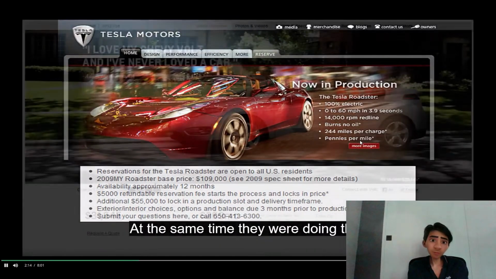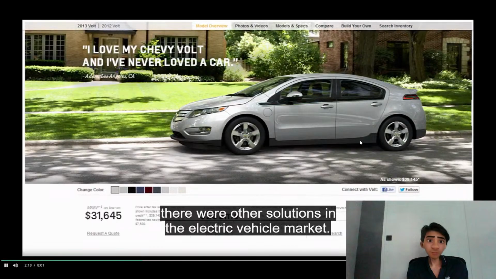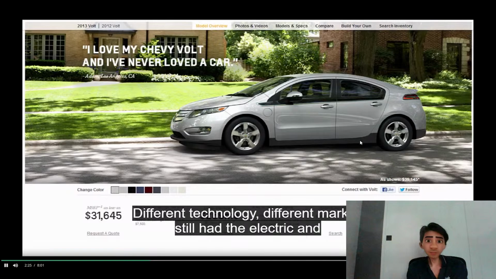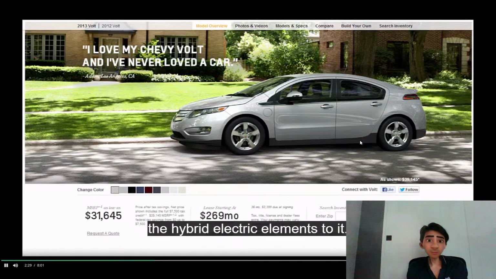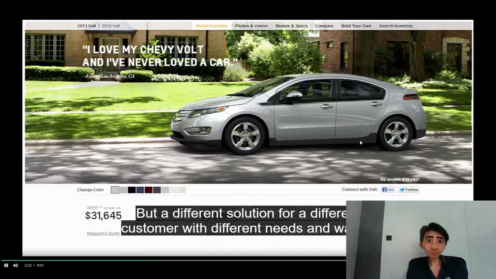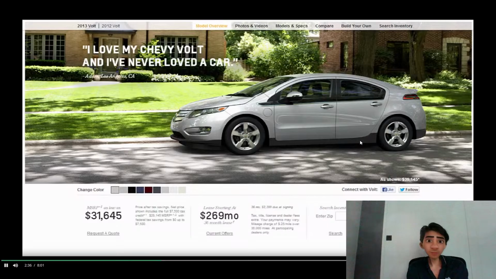At the same time they were doing this, there were other solutions in the electric vehicle market. So the Chevy Volt came to market soon thereafter. Different category, different price point, different technology, different market, still had the electric and the hybrid electric elements to it, but a different solution for a different customer with different needs and wants.